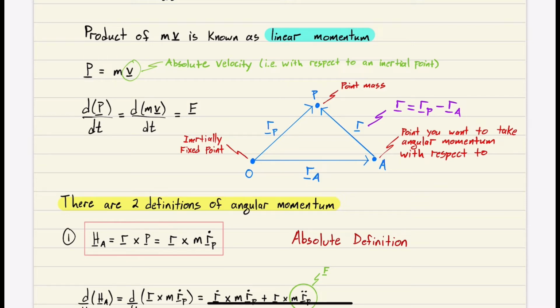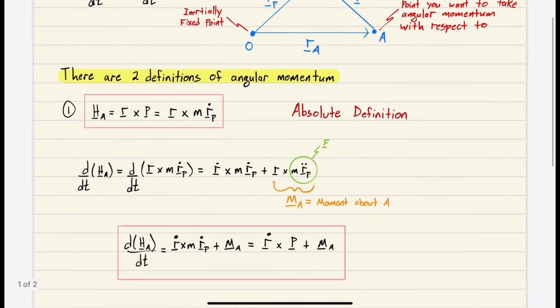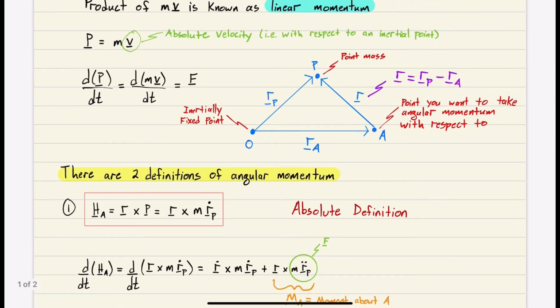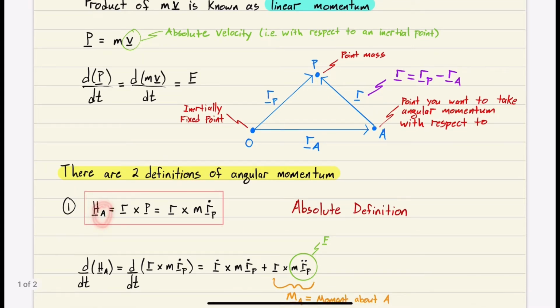And there are two definitions of angular momentum that we're going to be using. Mostly it's going to be this absolute definition. So let's go over this one first. This is the definition of angular momentum with respect to point A. It's written as R crossed with P. So R, remember, is from A to P. And then P is this right here, m times v.